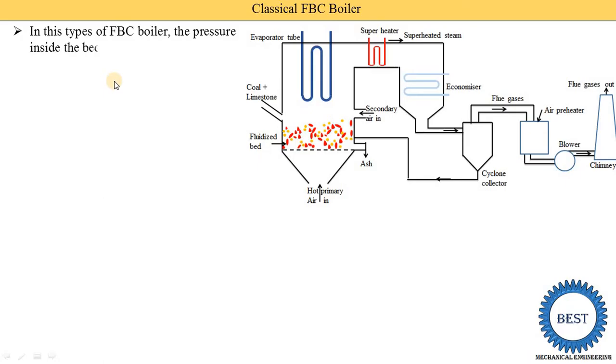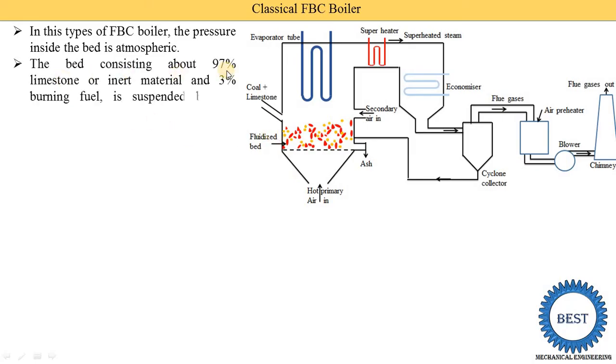In this type of FBC boiler, the pressure inside the bed is atmospheric pressure. That's why it comes in the category of atmospheric FBC boilers. So the pressure in this fluidized bed is atmospheric. The bed consists of about 97% limestone or inert materials.